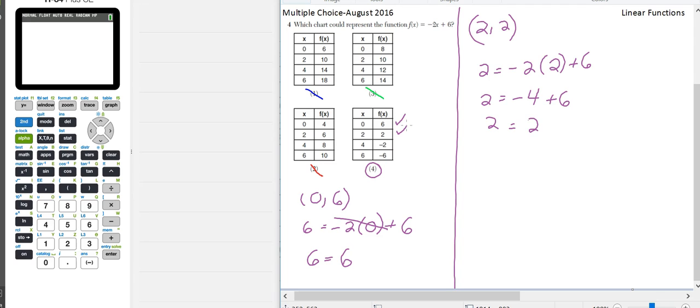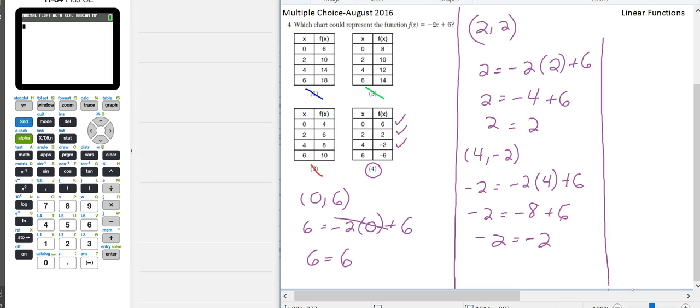Next, we have 4, negative 2, and we're going to plug that in. Our y is negative 2, f of x is negative 2, is equal to negative 2 times the x, which is 4, plus 6. Negative 2 is equal to negative 2 times 4, which is negative 8, plus 6. Negative 2 is equal to negative 8 plus 6, which is negative 2. This set of coordinates also works. And let's just try the last one, 6, negative 6.